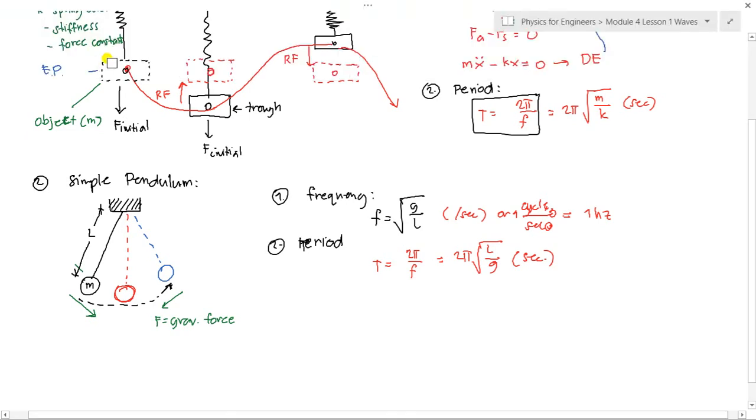Ato balikod, ato erase. This is the period. Okay, yun na sa class.